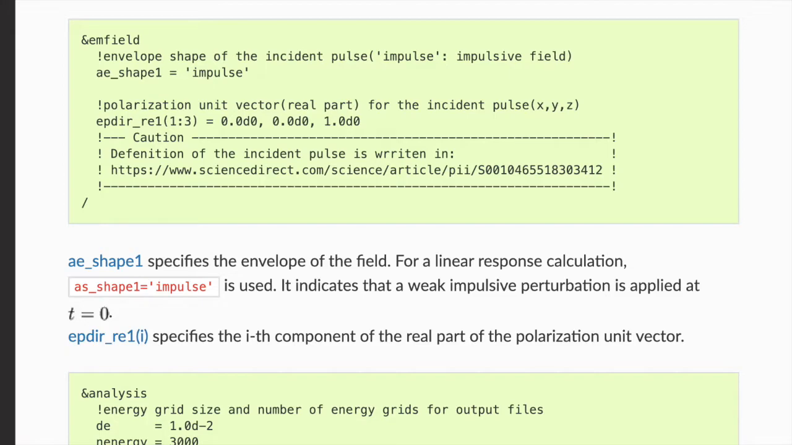EPDIR underscore RE1 1 to 3 specifies the direction in which the impulsive force is applied. In this case, because the x and y directions are 0 and the z direction is 1, the impulsive force is applied in the z direction.